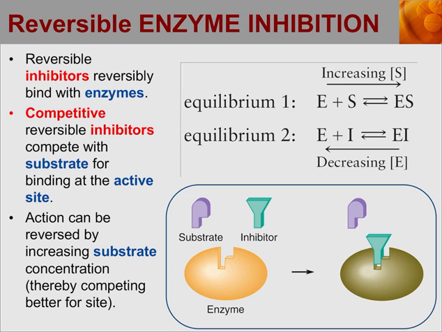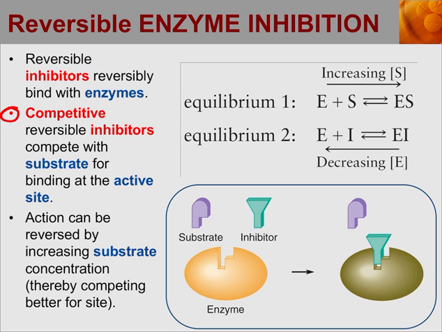Now, there's also reversible inhibition. In reversible inhibition, an inhibitor will bind with an enzyme, but it can also leave the enzyme. So it's not covalently bonded necessarily. It can easily attach or leave. There's something called a competitive inhibitor, and this will compete with the substrate for binding at the active site.